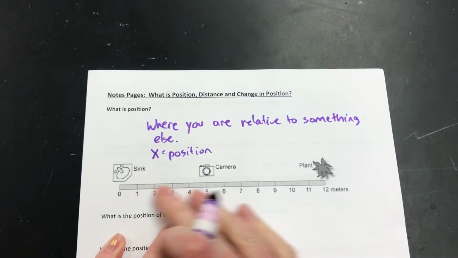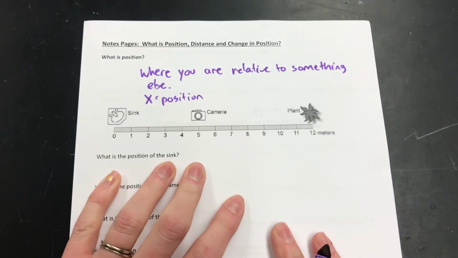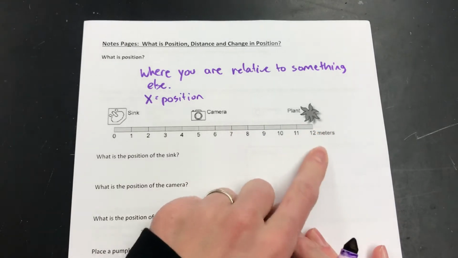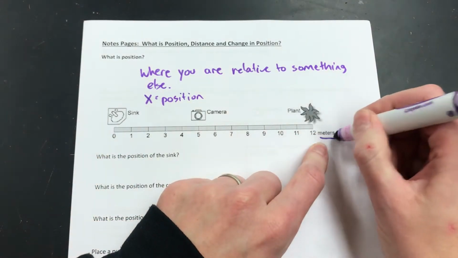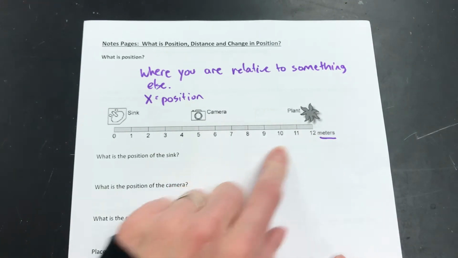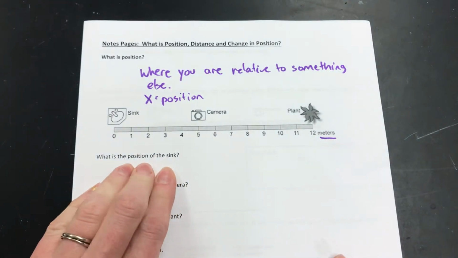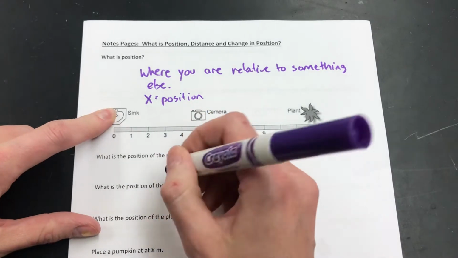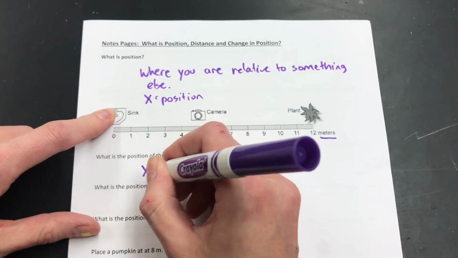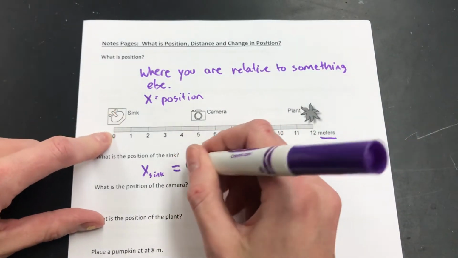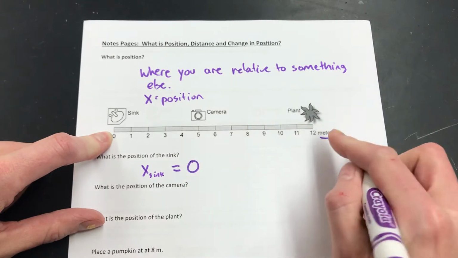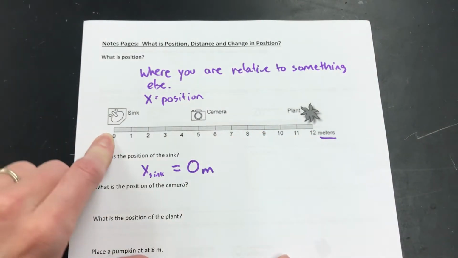So if we take a look, we've got a picture here and some things that we're going to find the position of. So we've got a sink and a camera and a plant, and we've got a number line. And our number line has a unit on it because that tells us what unit we're measuring in. So when we find the position of the sink, it's over here. I could write X with a little s for the sink, like we were labeling other things with a subscript to tell us what they are. And then I would write that it is at 0 meters. I've got to include the unit, and it's an M for meters.